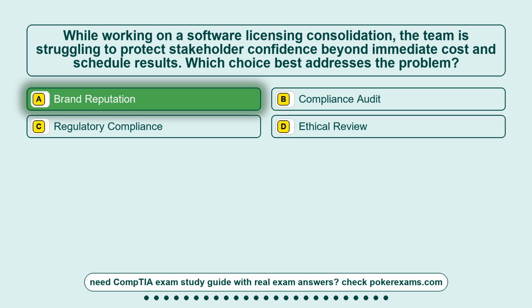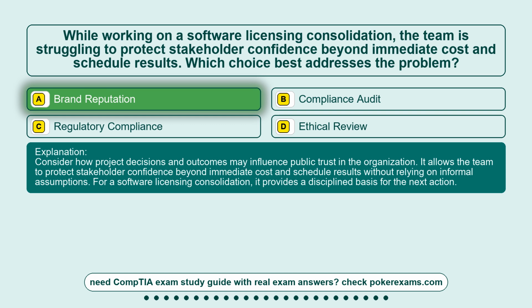Brand reputation. Consider how project decisions and outcomes may influence public trust in the organization. It allows the team to protect stakeholder confidence beyond immediate cost and schedule results without relying on informal assumptions. For a software licensing consolidation, it provides a disciplined basis for the next action.